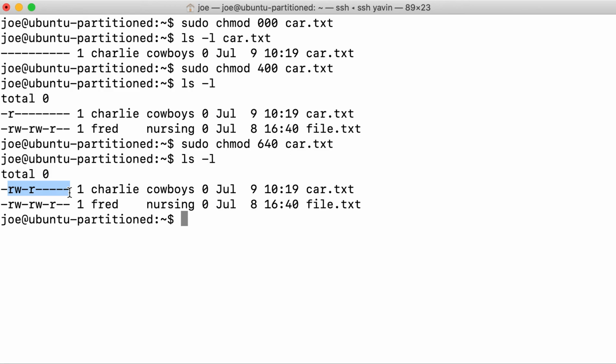So you can use the symbolic notation or the octal notation, and the one I use most of all is the octal notation because it is much more concise and easy to do.